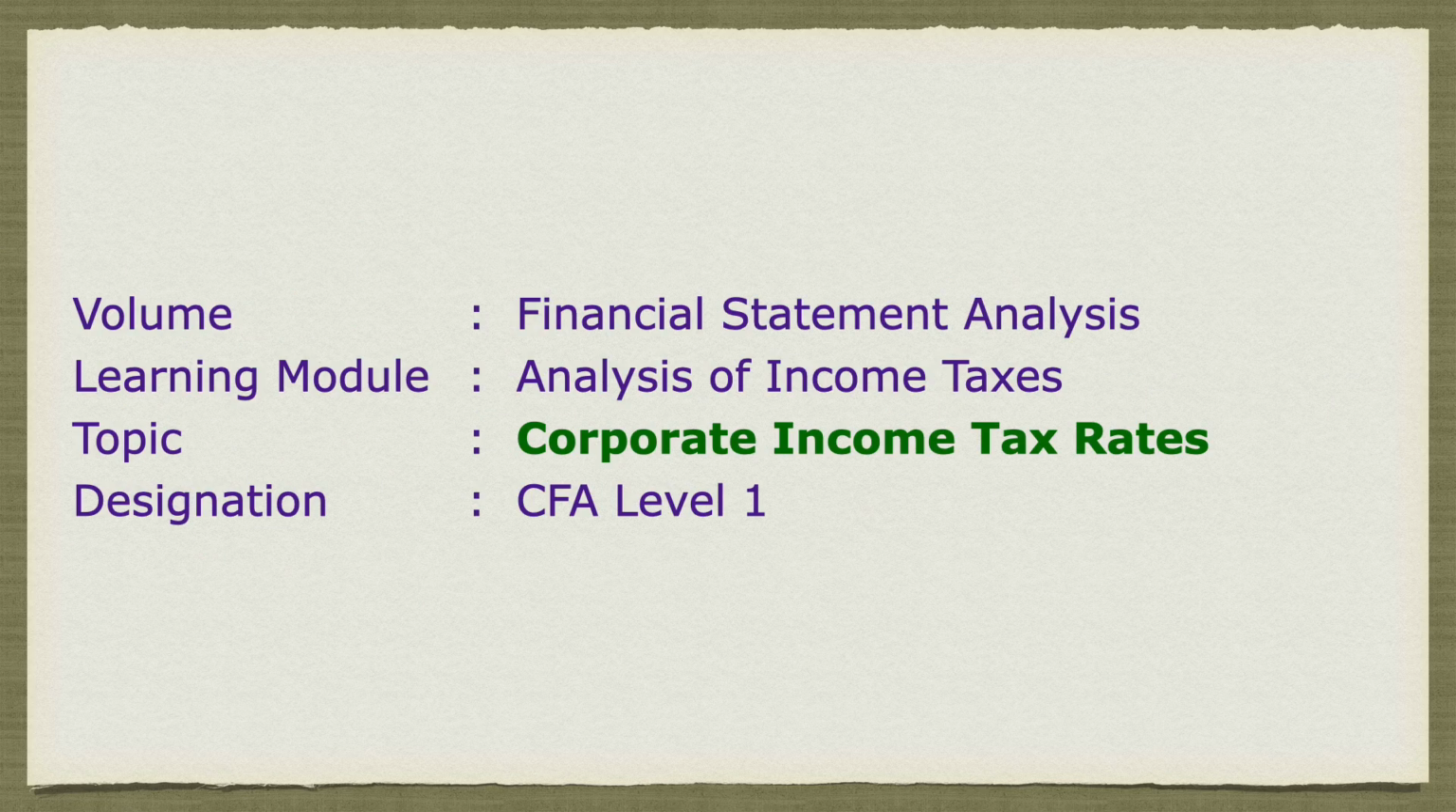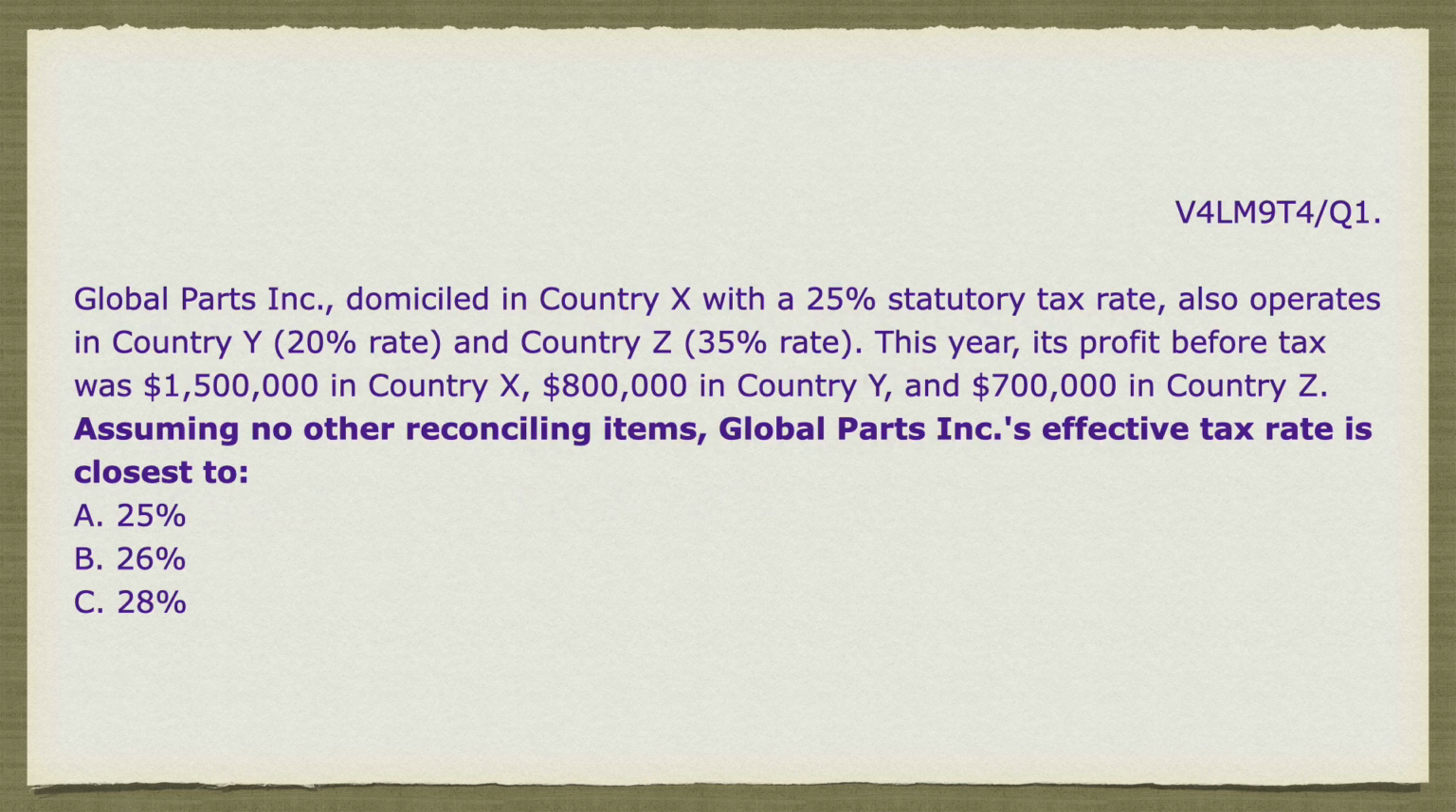Topic: corporate income tax rates. Global Parts Incorporated, domiciled in country X with a 25% statutory tax rate, also operates in country Y, 20% rate, and country Z, 35% rate.